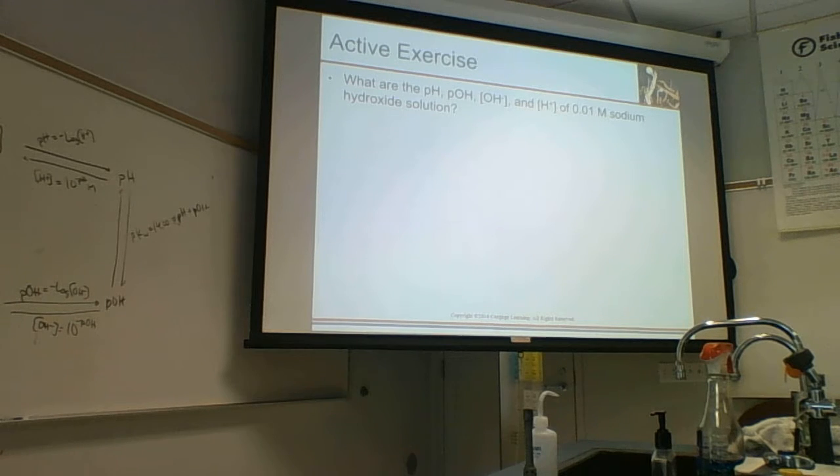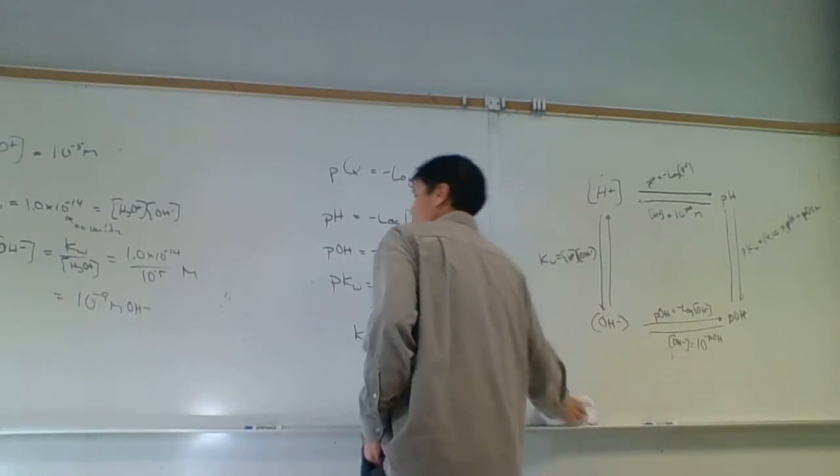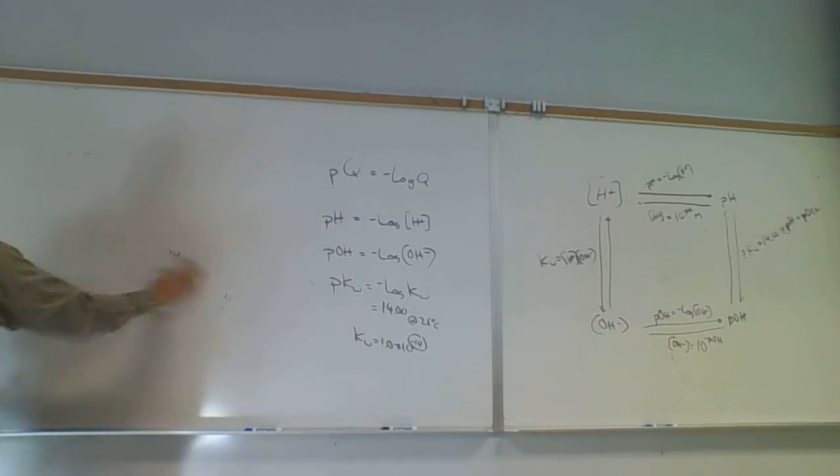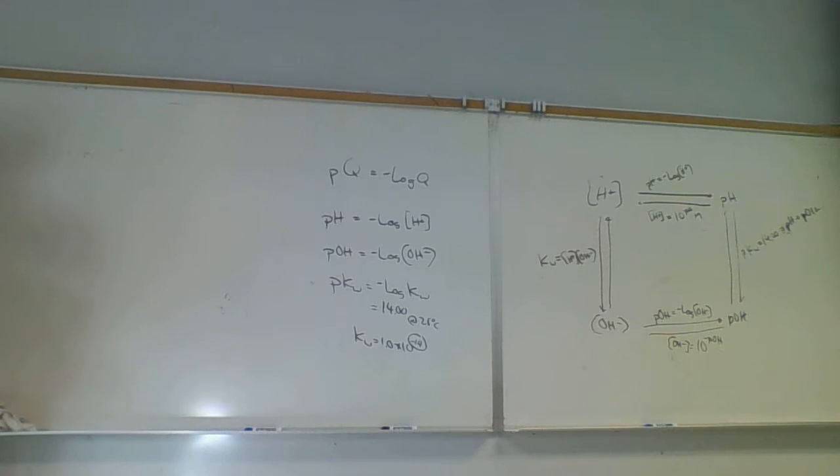And so let's do this problem here. What are the pH, pOH, hydroxide, and hydrogen ion concentration of 0.01 molar sodium hydroxide solution? If I have 0.01 molar sodium hydroxide, then I'm going to have 0.01 molar sodium ions plus 0.01 molar hydroxide ions, because sodium hydroxide is going to split up into sodium ions and hydroxide ions. For every sodium hydroxide, I get one sodium ion and one hydroxide. So it's a one-to-one relationship for each of the ions.